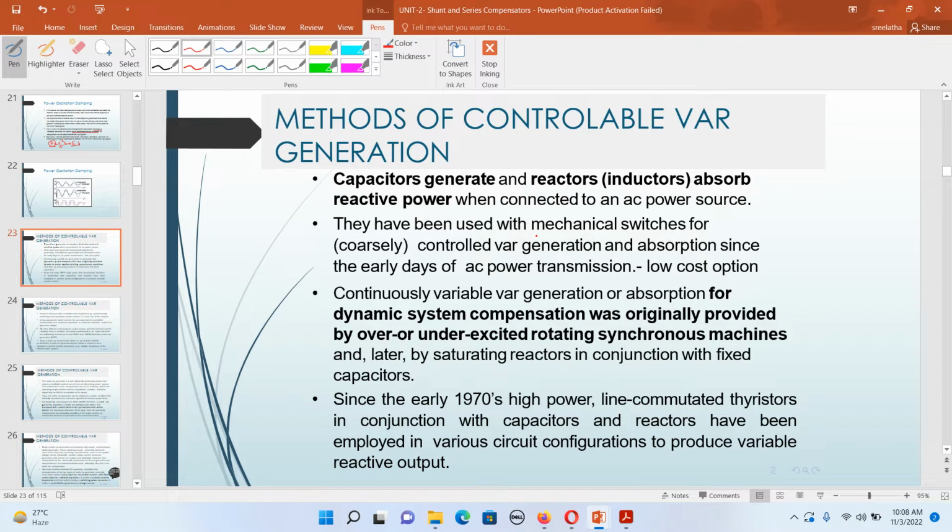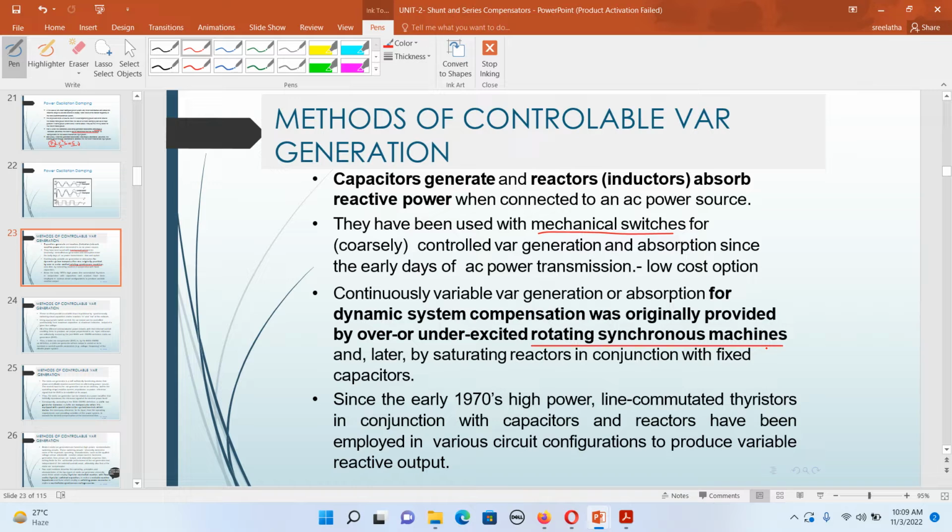In olden days they used mechanical switches because of their affordability. They are low cost options. Right now, because of PE, that is power electronics, we are opting for power electronics. So what are the other ways of controlling var generation? One is mechanical switches, and another is continuously variable var generation and absorption by dynamic shunt compensation, which was originally provided by over and under excited rotating synchronous machines.